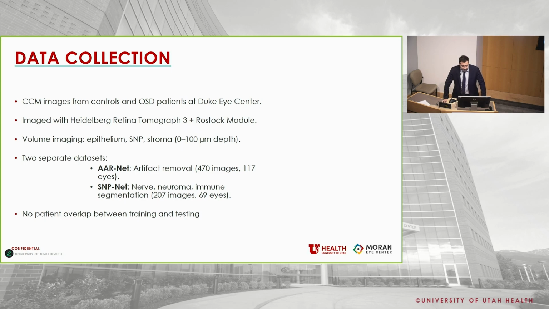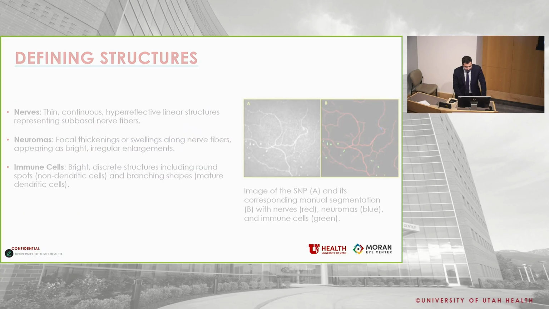We used 470 images on 117 eyes for the first one, and 207 images for 69 eyes on the second one. And then more importantly, there was no overlap between training and testing sets, which means that the machine was able to generalize on data rather than memorize data previously, and this would ultimately give us better results.